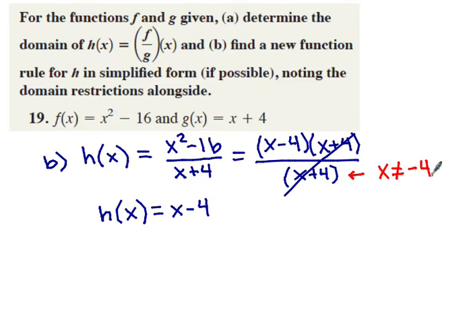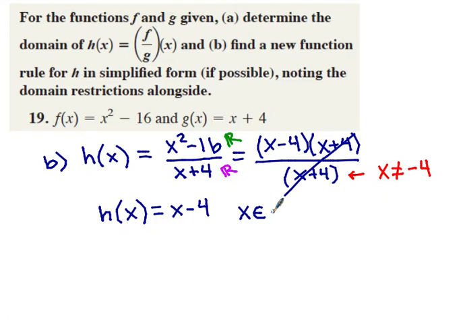Okay, so we'll double check. Top has all real numbers. It's a quadratic, so I've got all real numbers there. Check on the bottom, that's a straight line, all real numbers. So my overlapping region is all real numbers, but because of this division piece, my final domain is going to be all real numbers except for x equals negative 4.